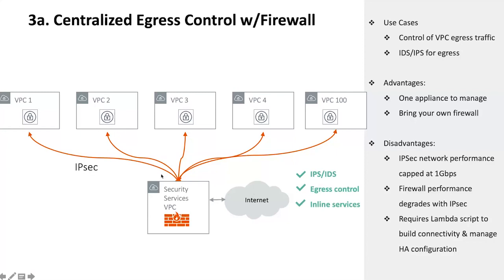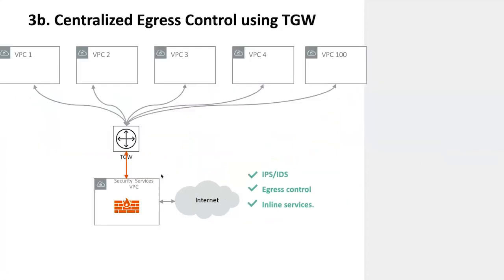Thank you. Okay, so this was a popular design, but because of the setup and performance limitations, people are moving out of it. In fact, the previous Squid architecture, if it's centralized, you also have to run an IPsec tunnel. So number 2 was problematic. Number 3A is problematic. However, the modern design, which is 3B, using TGW, makes it better. So let's look at 3B, which is centralized egress using TGW.